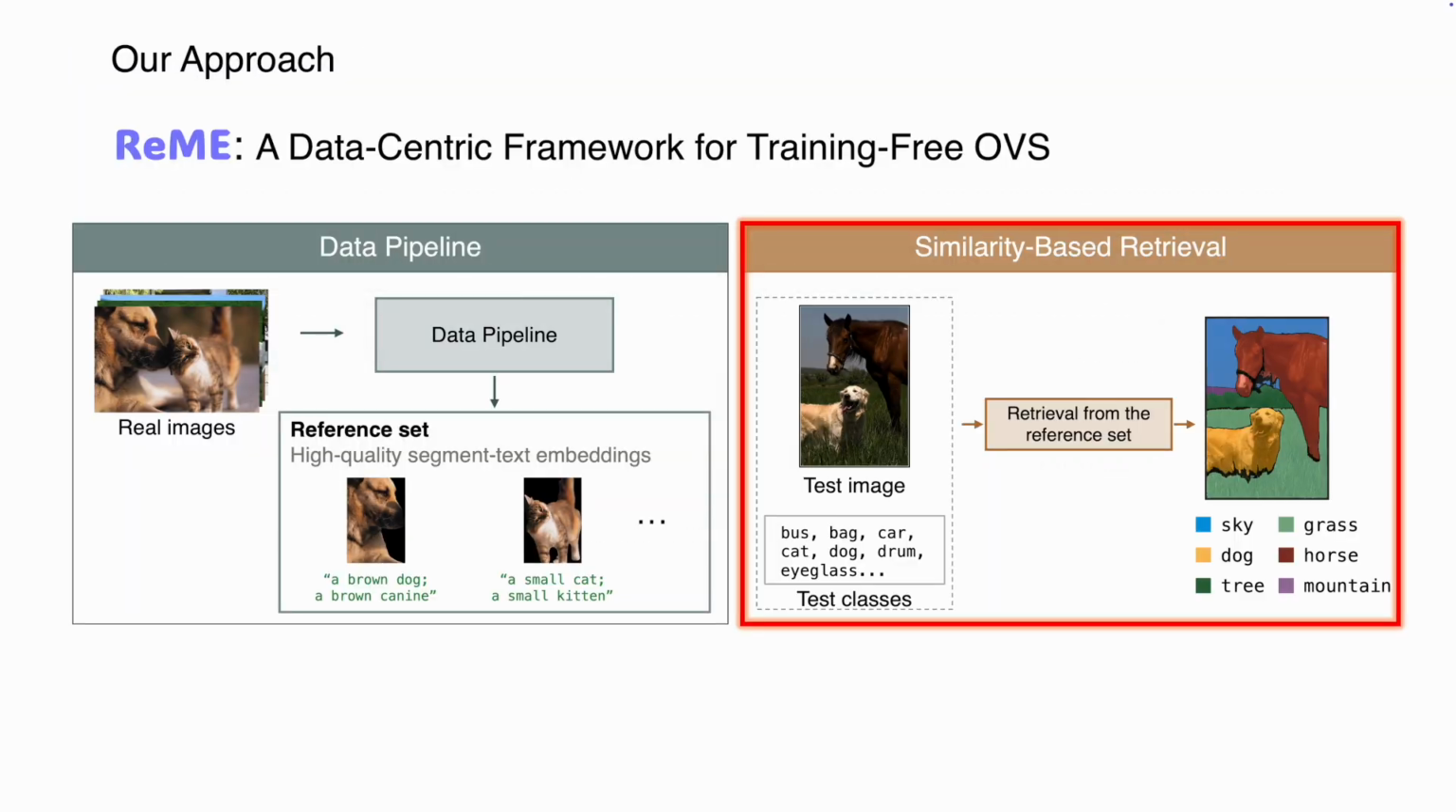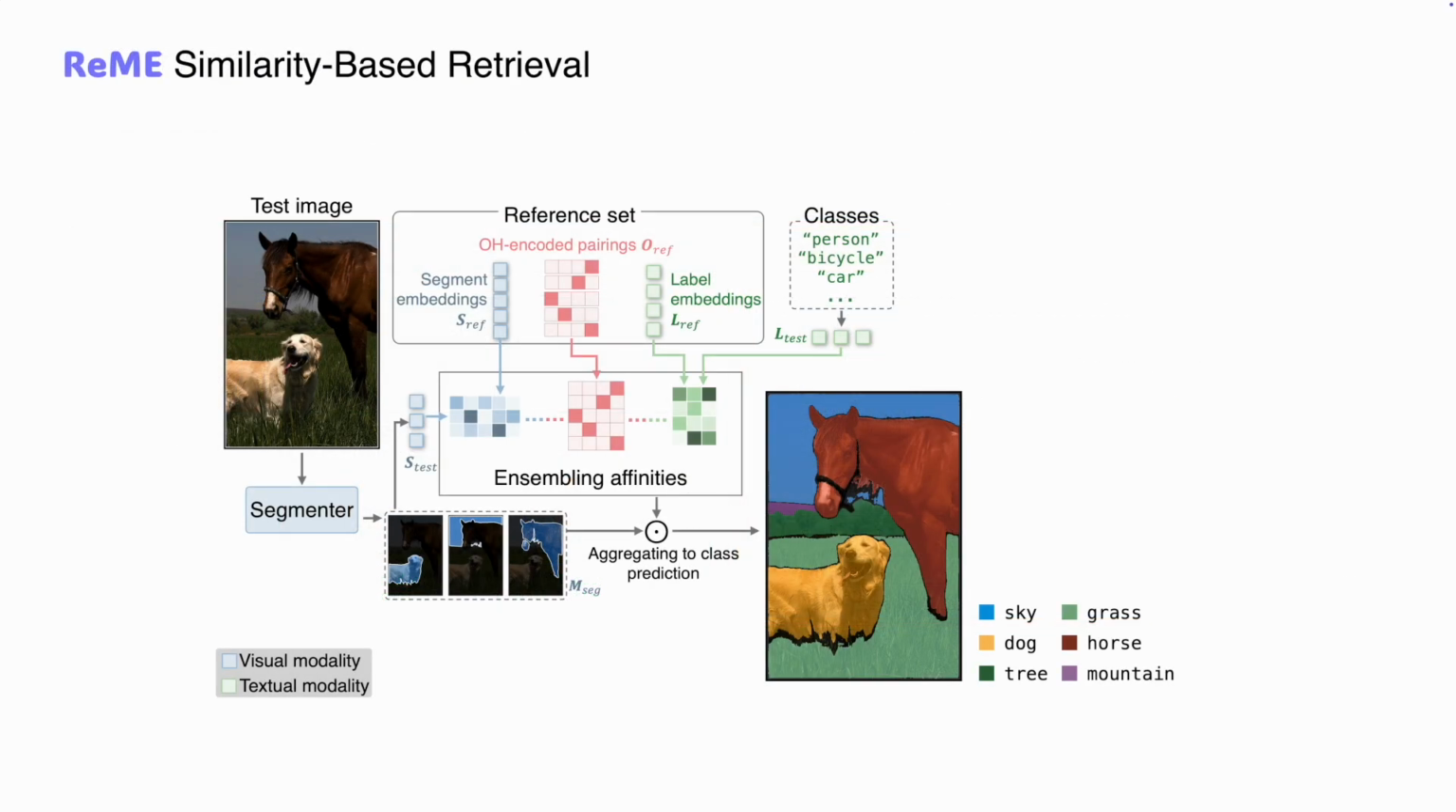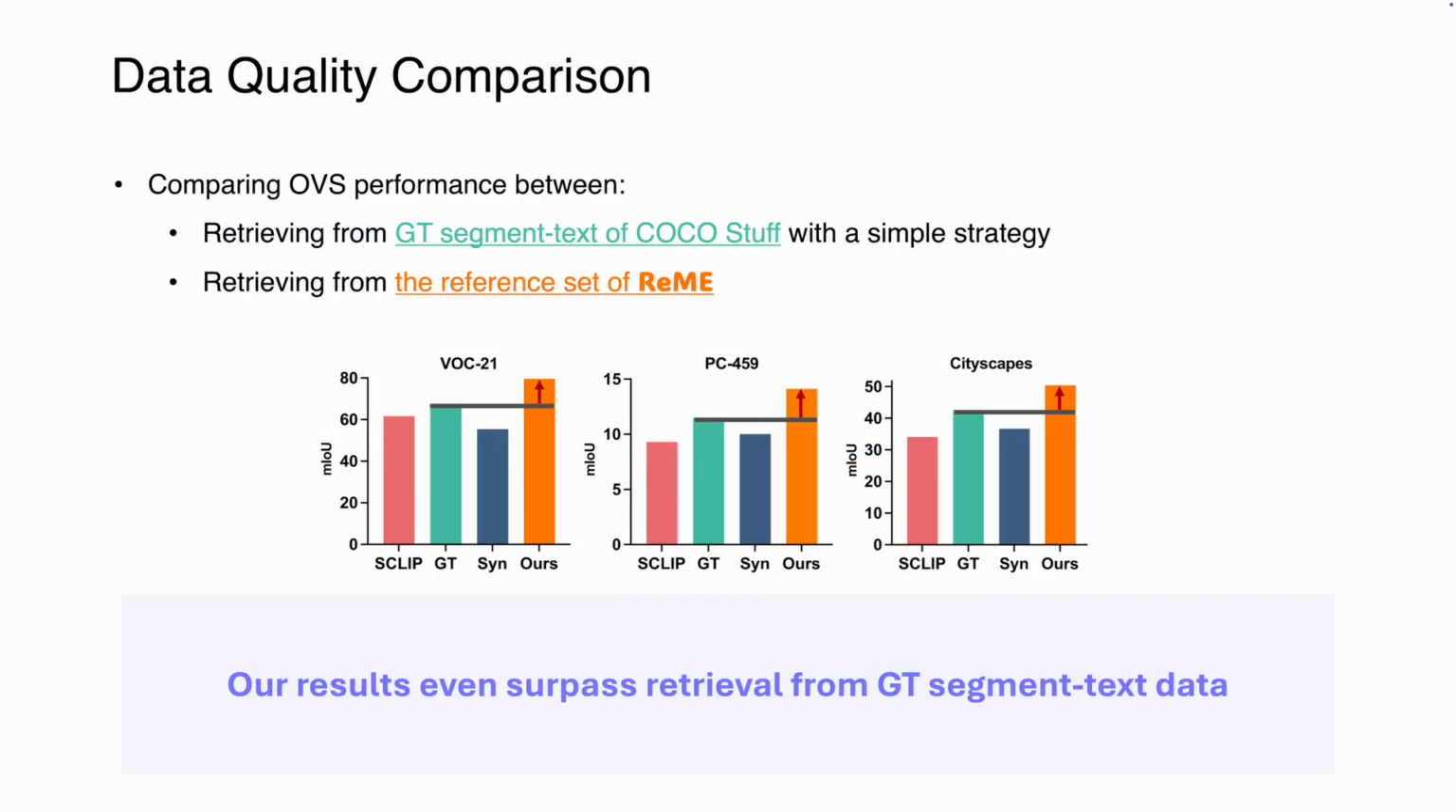Now we delve into our similarity-based retrieval phase. To reflect the fundamental capabilities of data quality, we deploy a simple similarity-based retrieval process without heavy computational overhead. After obtaining embeddings of class-agnostic segment masks and test classes, their affinity metrics between segments and labels in the reference set are computed, to be aggregated as the final prediction. By retrieving from our constructed reference set, which only uses COCO image as input, our results even surpass retrieval from ground truth segment text data.